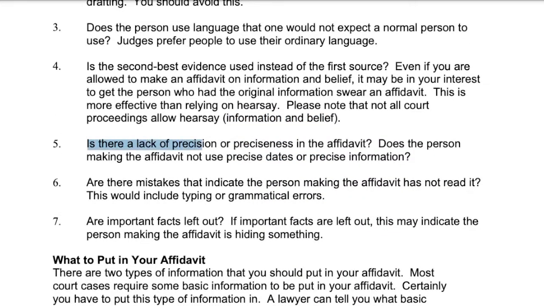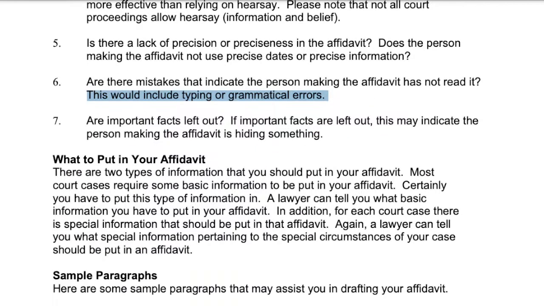Is there a lack of precision in the affidavit? Does the person making the affidavit not use precise dates or precise information? Six: Are there mistakes that indicate the person making the affidavit has not read it? This would include typing or grammatical errors. Seven: Are important facts left out? If important facts are left out, this may indicate the person making the affidavit is hiding something.